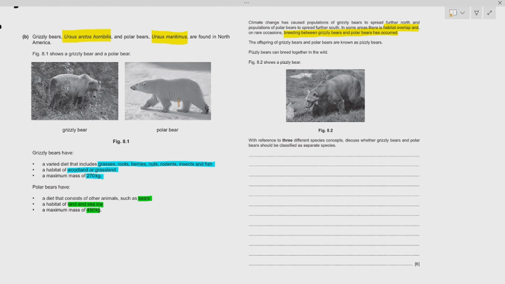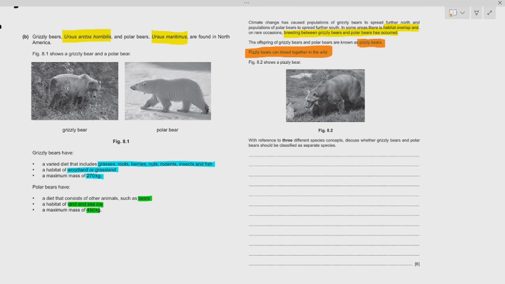Breeding has happened. The offspring of grizzly bears and polar bears are known as... Be professional. I cannot do this. Pizzly bears. Pizzly bears can breed together in the wild. Figure 8.2 shows a pizzly bear. I don't know why that's funny, but it is.